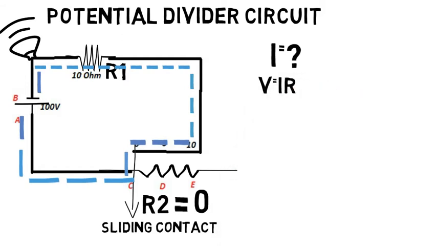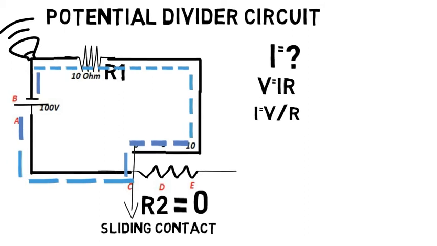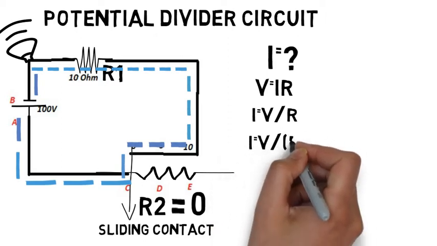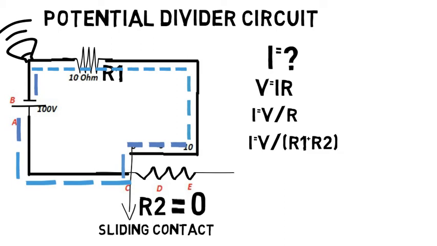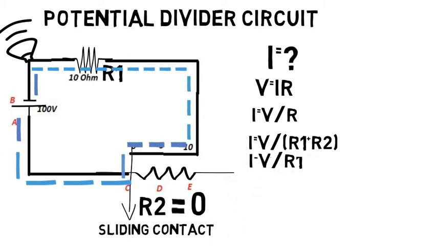We know by Ohm's law that V is equal to IR, or I is equal to V over R. Now, in this particular case, we have two resistors, R1 and R2. So I will become equal to V over R1 plus R2. But as the sliding contact is at point C, R2 becomes equal to 0. That's why I is equal to V over R1.